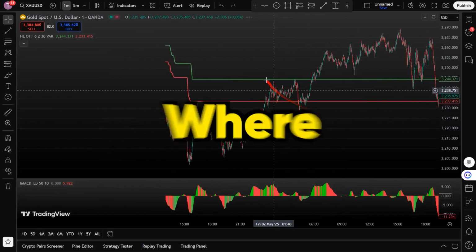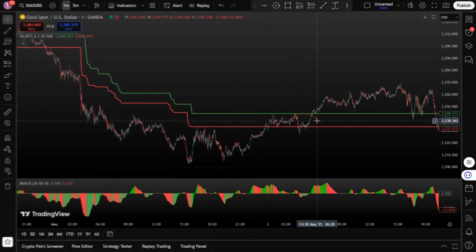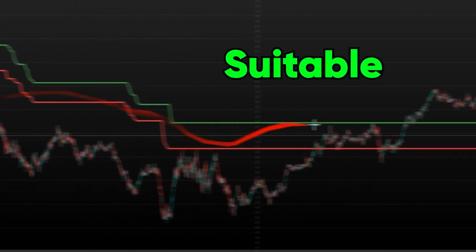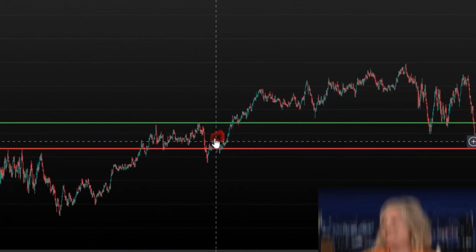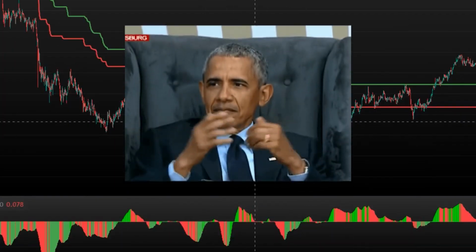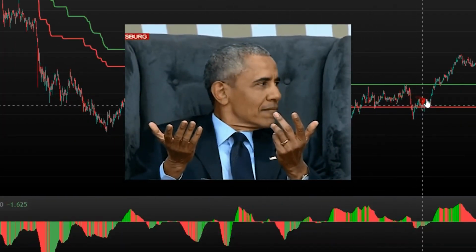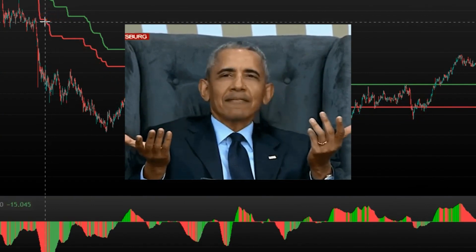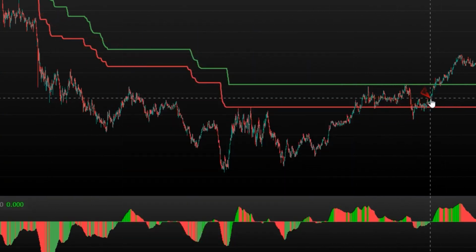Now you need to learn where to use this indicator. We use this indicator to find suitable entry points for our trades, and it's quite easy to work with. You might wonder how we plan to enter trades since we don't see buy and sell signals on the chart. The explanation is very simple.